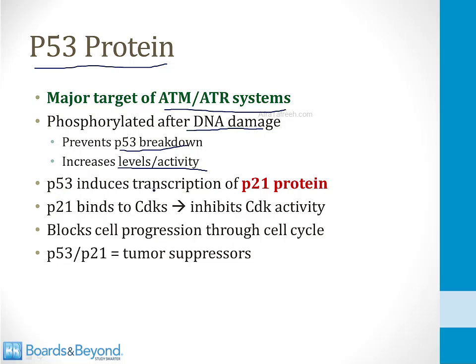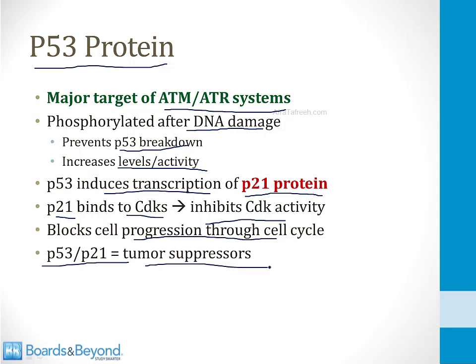When p53 is stabilized, it induces transcription of a protein called p21. P21 can bind to cyclin-dependent kinases and inhibit their activity. And remember, it is these kinases that allow progression through the cell cycle. So when they are inhibited, this will block cell progression through the cell cycle. What this means is that both p53 and p21 are considered tumor suppressors because they prevent abnormal cell growth.